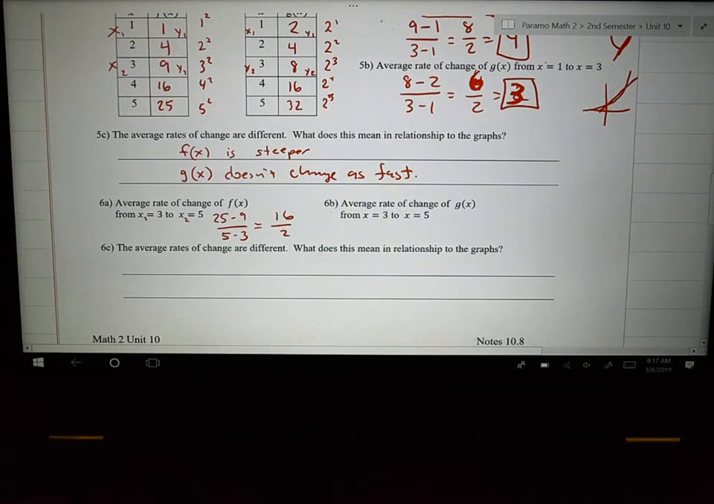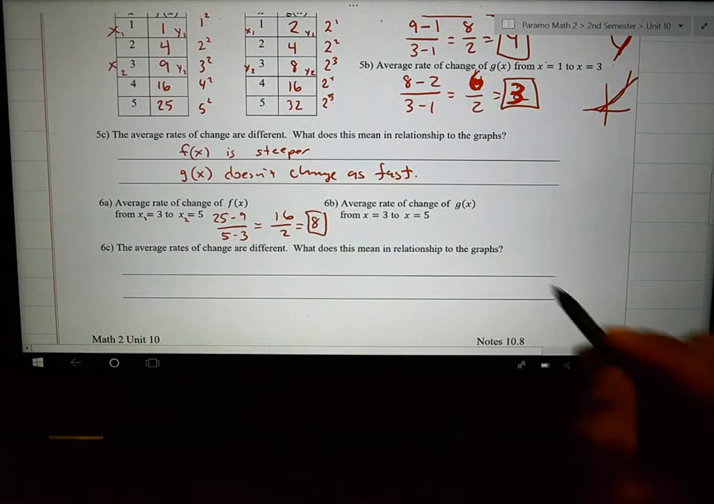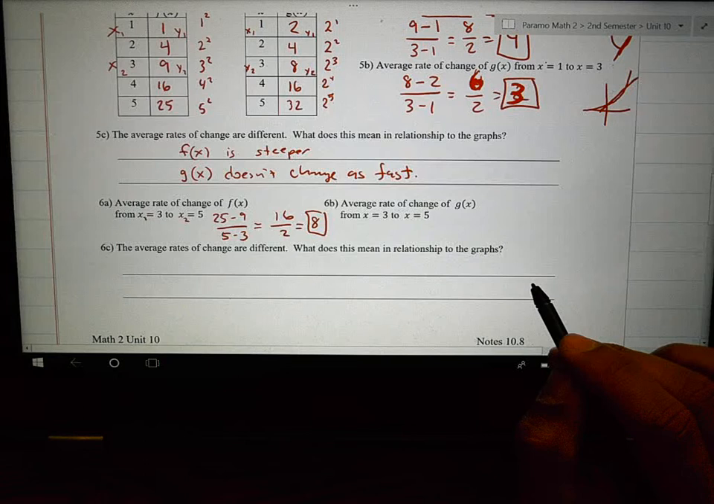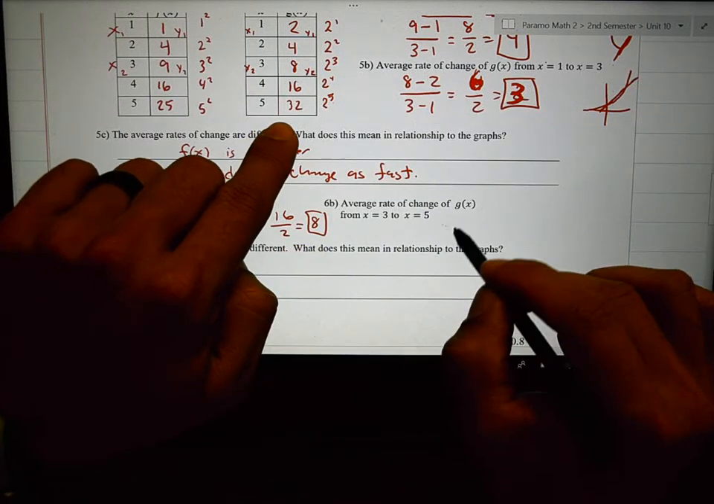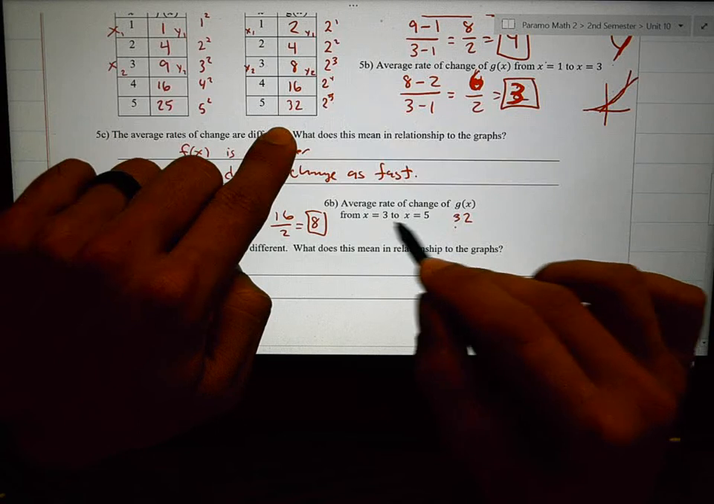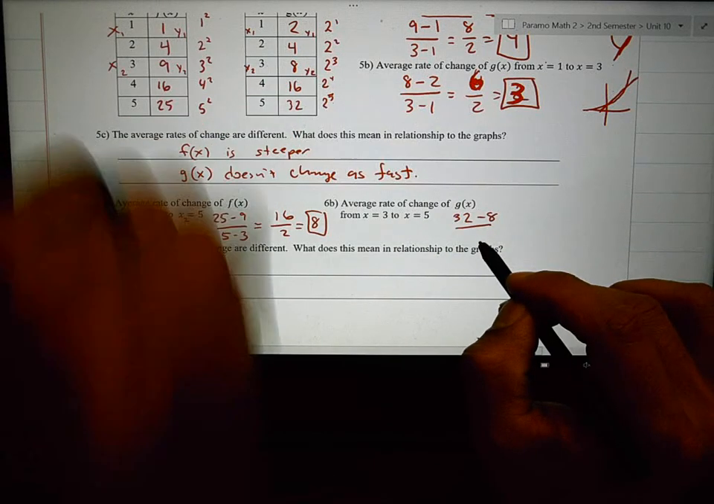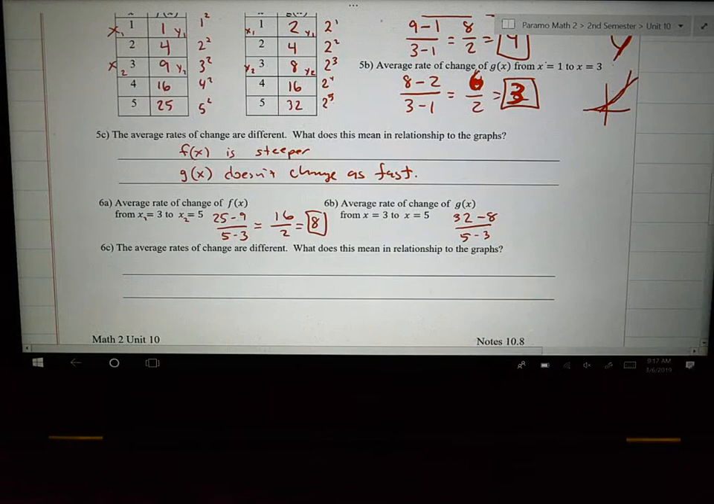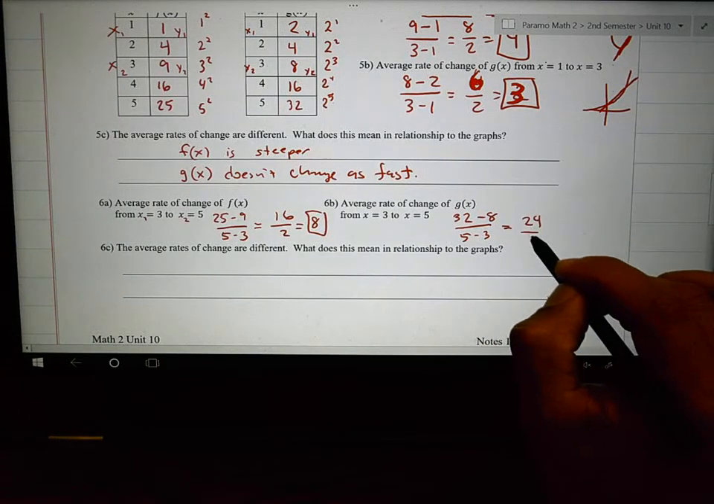Please double check my math. Now you guys have me thinking, did I do the math right? I'm going to do the same thing for g of x. G of 5 is 32. G of 3 is 8, over 5 minus 3. 24 over 2. 12.